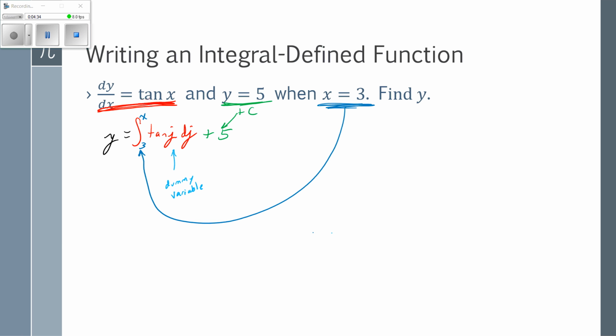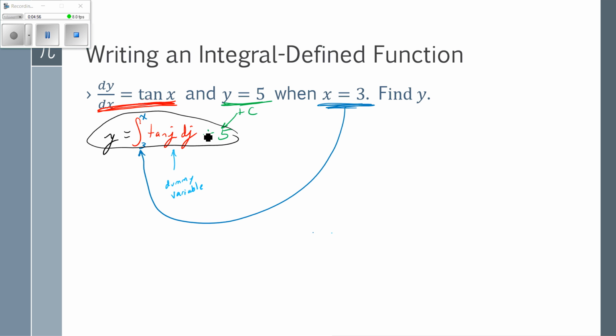And I can even check this. If I take the derivative of this, the derivative of the integral of tangent is derivative cancels integral, leaving tangent. That works. Derivative of 5 is 0, so that's gone. If I plug 3 in for x, I have the integral from 3 to 3, which by the 0 property is 0, plus 5 is 5, y is 5.